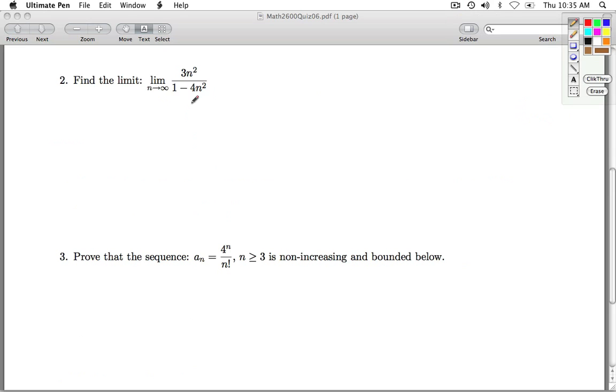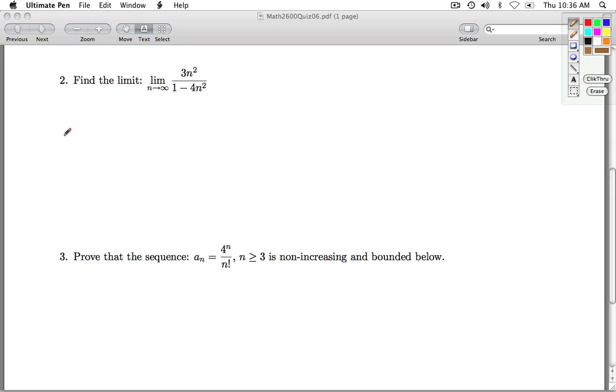All right, number 2, we're asked to find the limit of this sequence. And many of you used L'Hopital's rule on this. Certainly it is in the form infinity over negative infinity. The problem with using L'Hopital's rule is that this is a discrete function of n. N is a natural number. In order to employ L'Hopital's rule, we need to have a function of a real variable x.